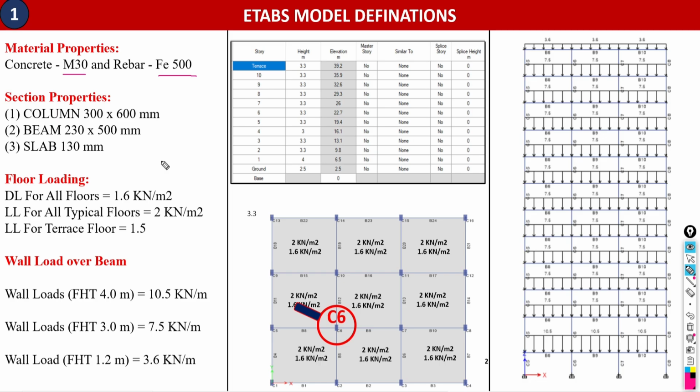There is a column of size 300 by 600 that we have taken for our study. Beam size is 230 by 500, and slab thickness is taken as 130 mm. I have taken a sample project where the size of the column is 300 by 600, all the beams have the size of 230 by 500, and all the slabs have a thickness of 130 mm.